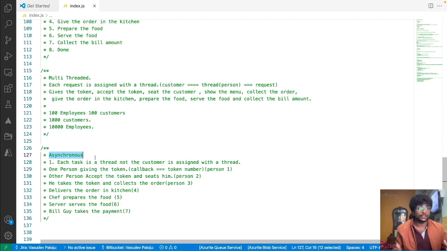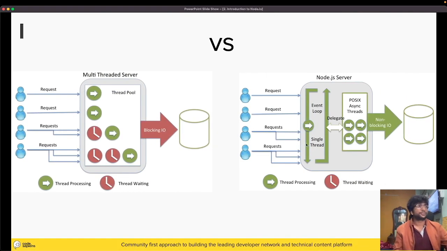till the end. This is what asynchronous programming is, and that's why a single-threaded server like Node.js is playing a crucial role in current backend development, and it will play a crucial role going forward as well, right? So that's all about multi-threaded and Node.js. Now you must have a clear idea of why Node.js is rocking the current backend programming, and when it is a good choice and when it is a bad choice.